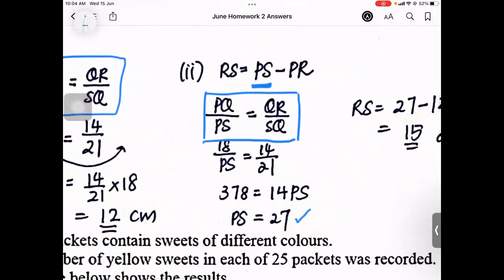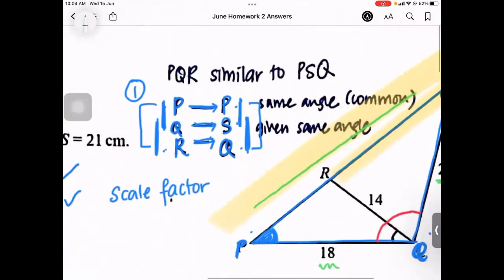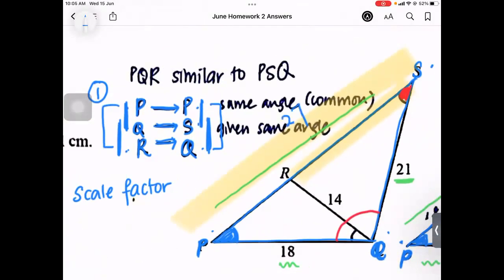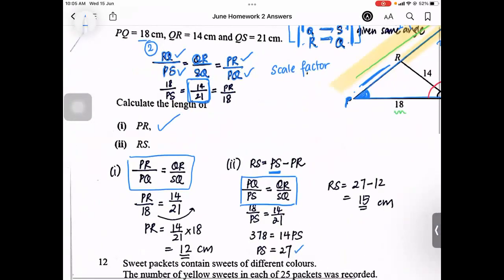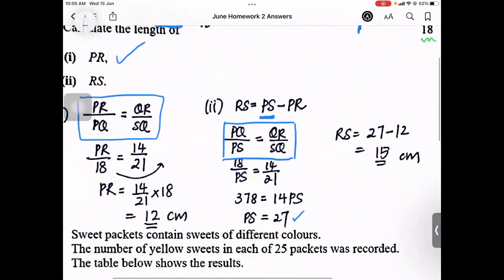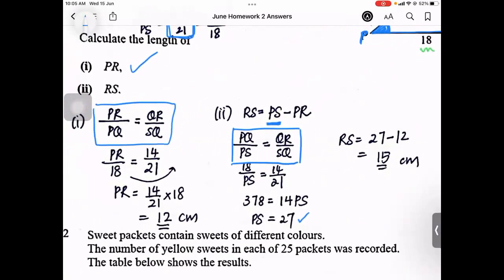After I get my PS, that's the whole thing, right? The whole thing is 27. Then how am I going to find RS? I probably need this PR. Have I found PR? Yes, I found PR just now, which is 12 cm. Then I minus away PR to get my answer, 15.